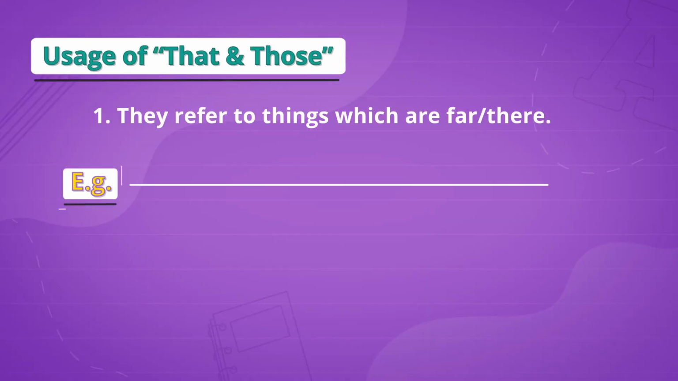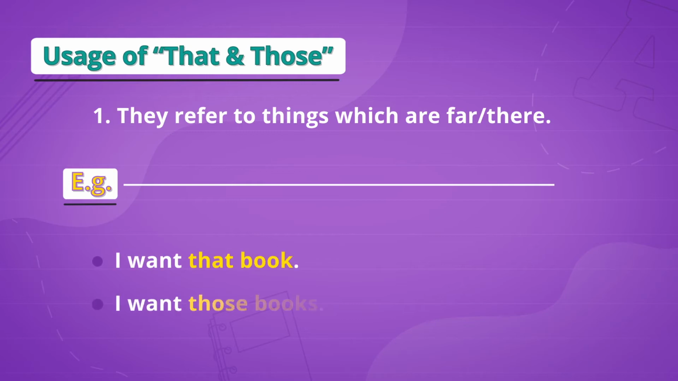Now, let's see the usage of the words that and those. They are used in three different ways. Number one, they refer to things or persons which are distant or far away from us. For example, I want that book. I want those books, etc.